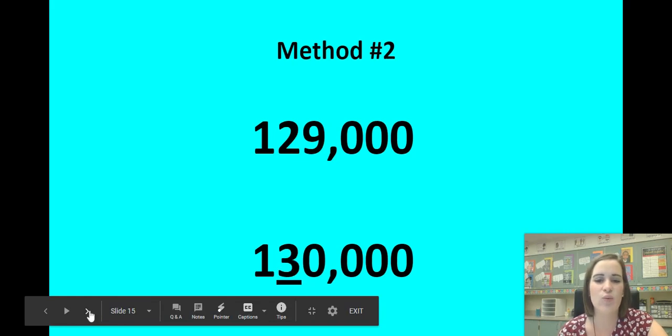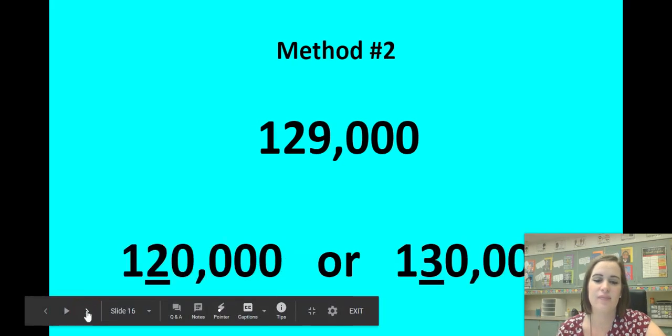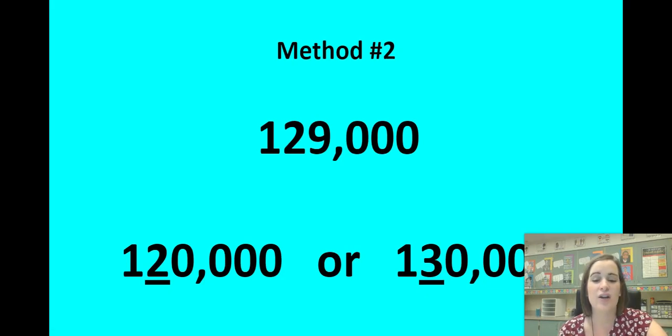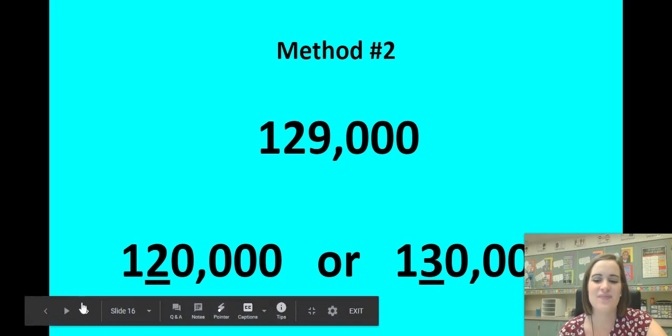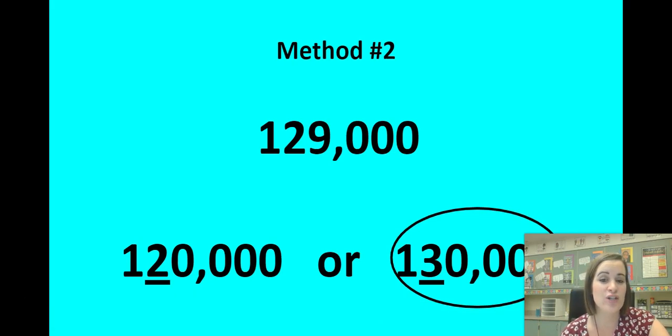Next, you're going to add 1 to the 10,000s place to get 3. Okay, so now this is your higher number, 130,000. So now you got to think, what is your number closer to? Is it closer to 120,000 or is it closer to the larger number, 130,000? If you said 130,000, you are correct. So 129,000 would round up to 130,000.